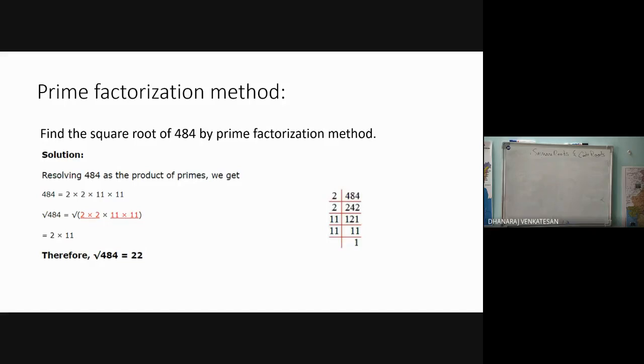In the presentation window, I have given 484. We have to find the square root of 484. The first step is to find which prime number divides 484. Obviously, the ending is 2, so we can use 2. 2 is also a prime number. You have to divide by 2. Again, the last number is ending with 2, so again we can divide, and you get 121. 121, you will get in the 11 table. Now, these are the prime factors for the given number.